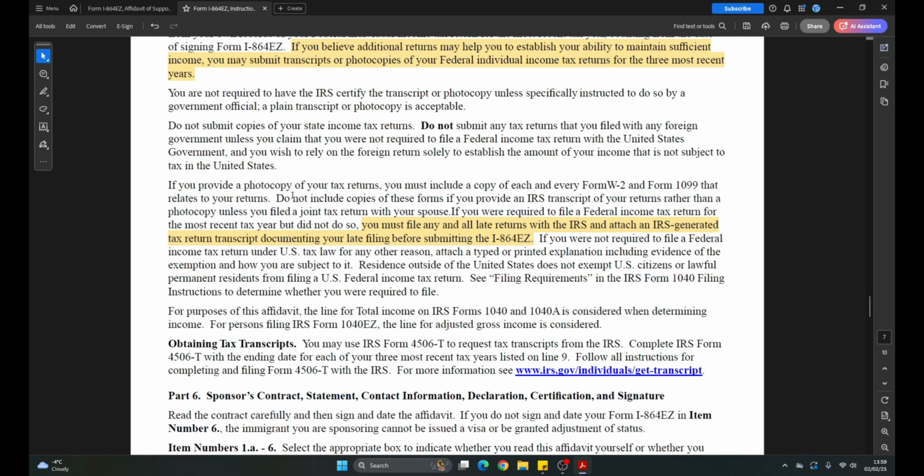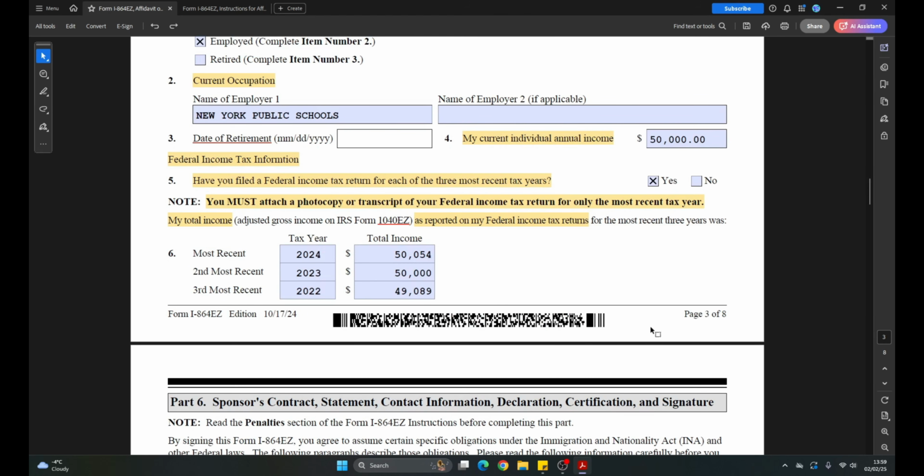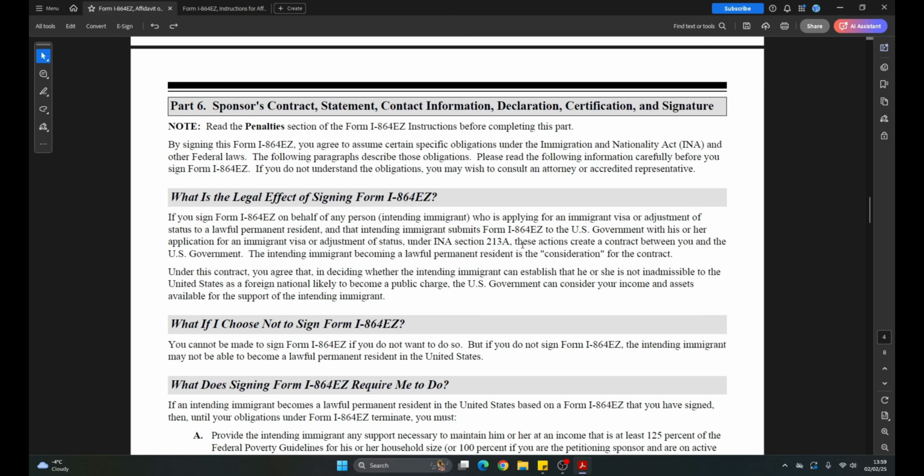However, in my experience, it is always best to attach your W-2s even with transcripts, even if you file taxes jointly or as single or head of household. And that is pretty much it for this form.